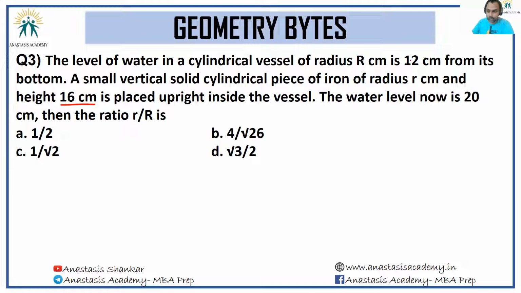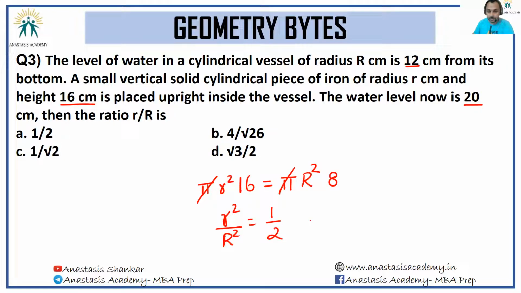Okay. Basically, the height has risen from 12 to 20. So the volume of the small cylindrical piece is standard pi r square h, which is 16, and this is also equal to pi capital R square 8. So pi and pi gone. So small r by capital R whole square is equal to 1 by 2, or r by capital R is equal to 1 by root 2, or option C will be the answer.